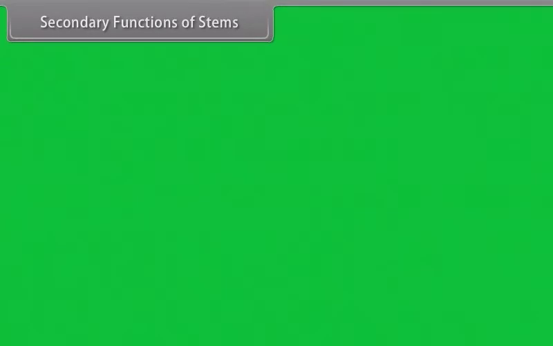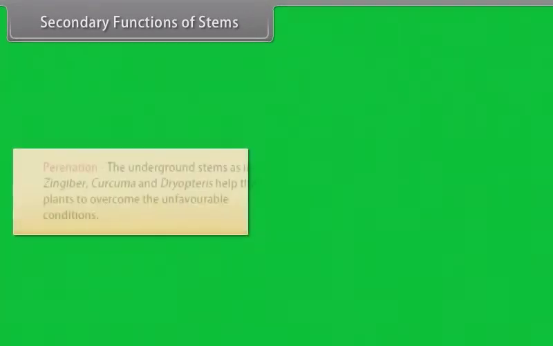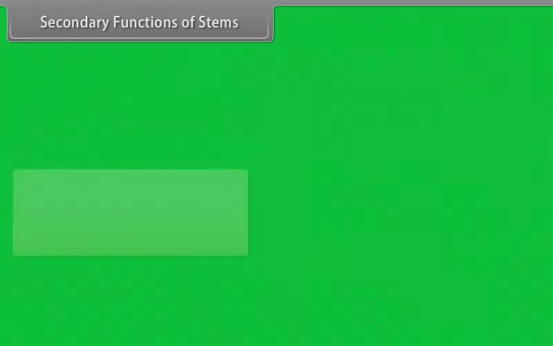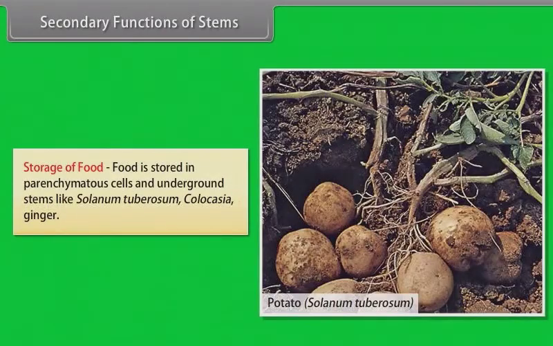Secondary functions of stems. Perenation. The underground stems, as in Zingiber, Curcuma, and Dryopteris, help the plants to overcome unfavorable conditions. Storage of food. Food is stored in parenchymatous cells of underground stems like Solanum tuberosum, Colocasia, and ginger.